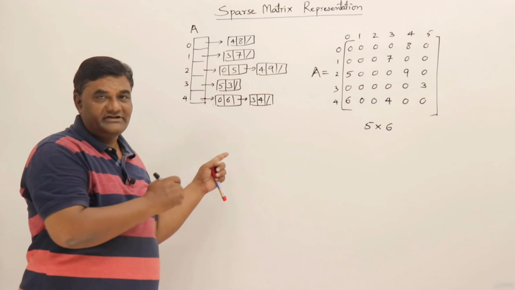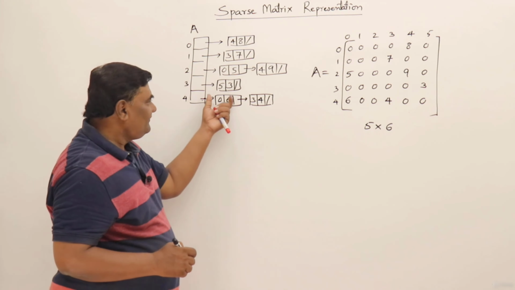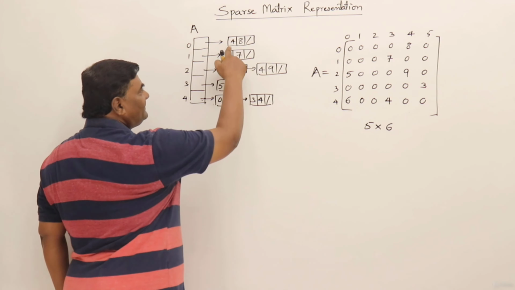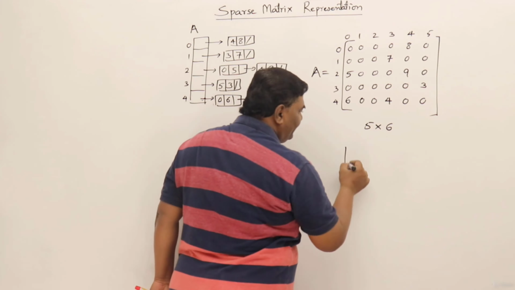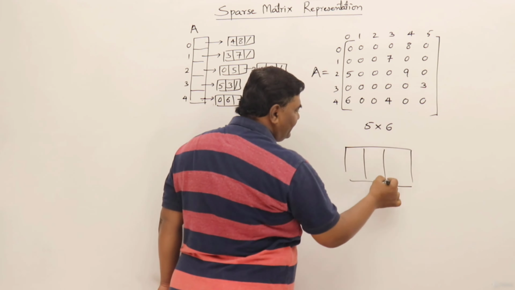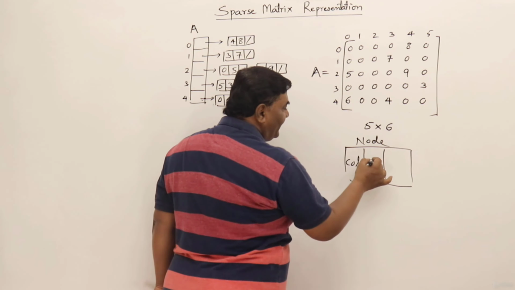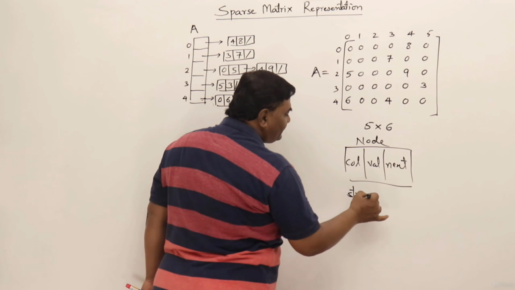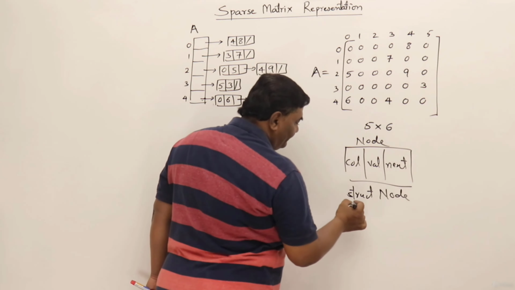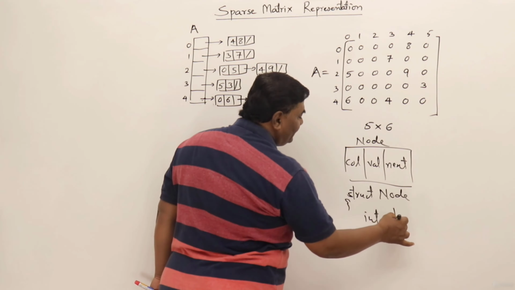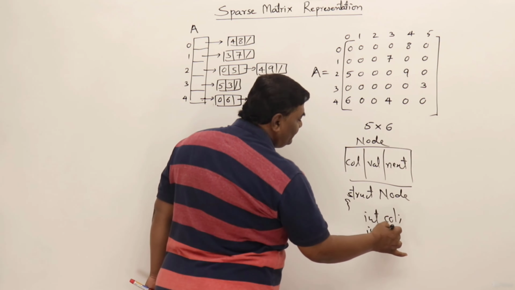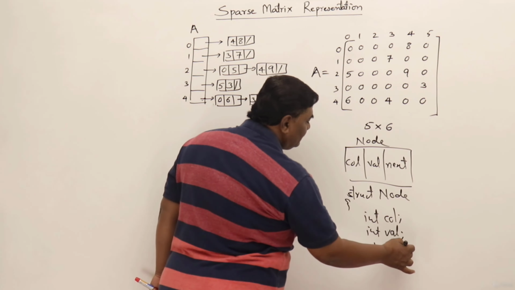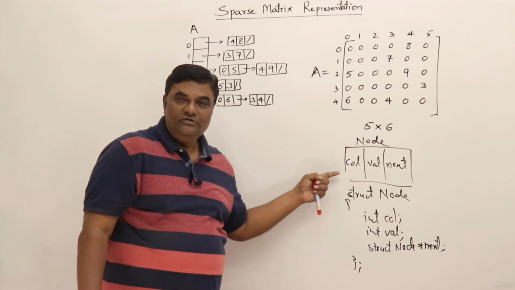Now how can we form this structure? This structure has a collection of linked lists, and a linked list is a collection of nodes. So what does the node structure contain? Each node contains column number and non-zero element. So if I define a node structure, it contains three things: column number, value and next pointer. Using C language, if I define a structure, this structure node will contain three elements: column number, value and a next pointer. This is a node, this is a structure.